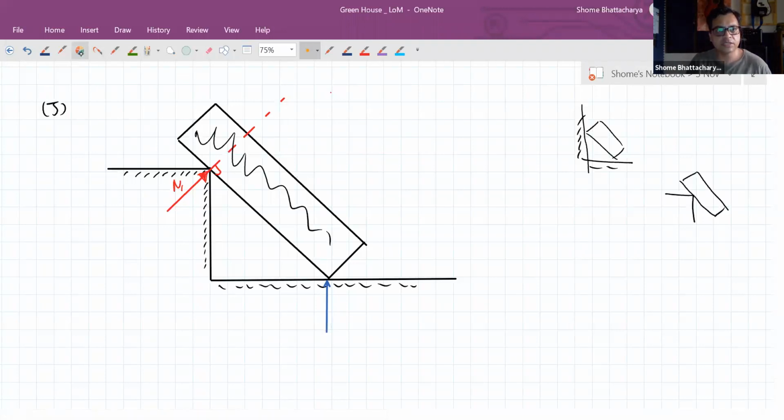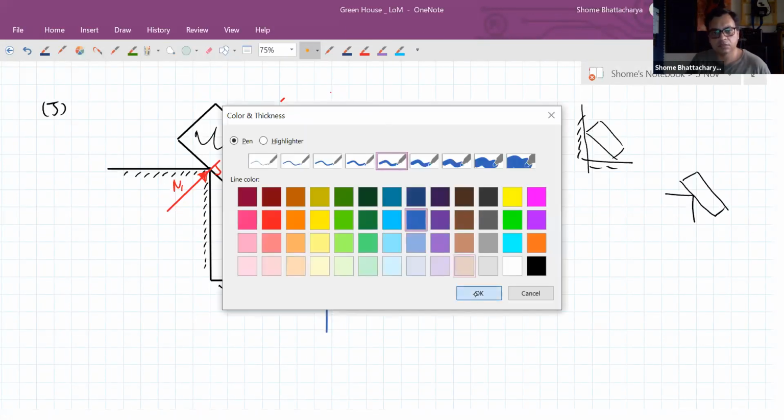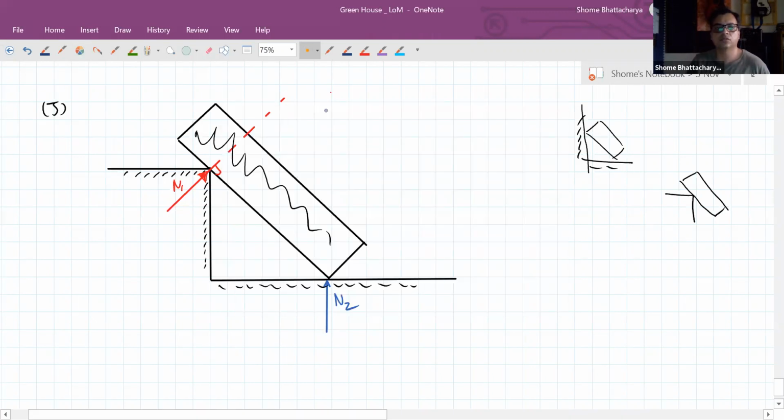So the normal reaction that the floor will be applying here will be in this sort of direction. Okay. And of course, the block is having some mass, so there will be weight. So the free body diagram will be like this. There will be weight acting vertically downwards, normal reaction N2 acting like this, and there will be this normal reaction N1 which will be acting like this. So N1 will act perpendicular to this line.